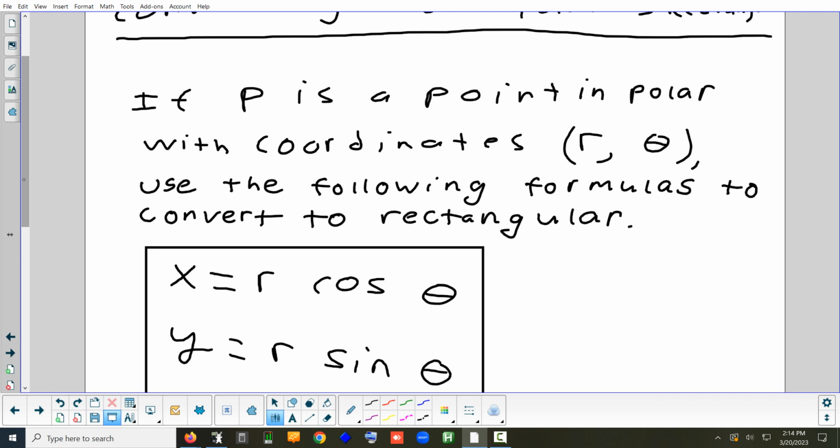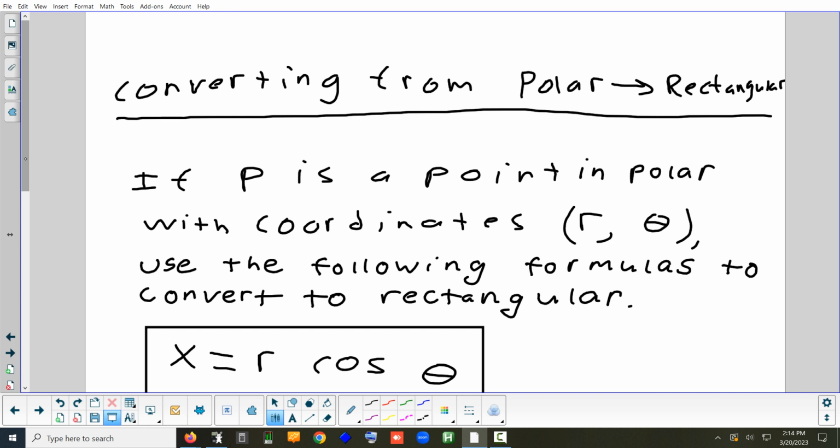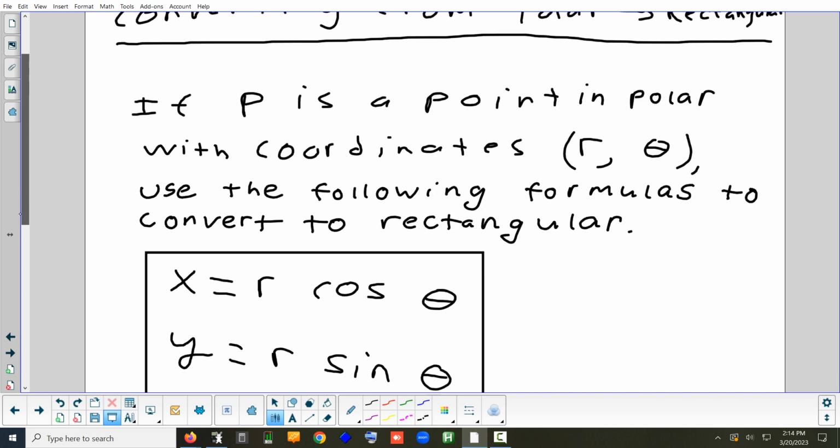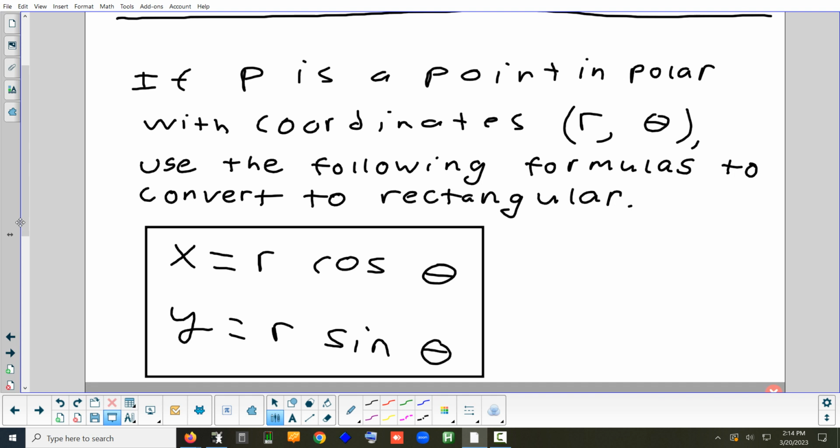Now, what trig function didn't we use here that we use a lot? We didn't use tangent, and that's because tangent is going to go the other way. If we want to change rectangular to polar, we're going to use tangent. We'll talk about that later. Any questions on those two formulas?